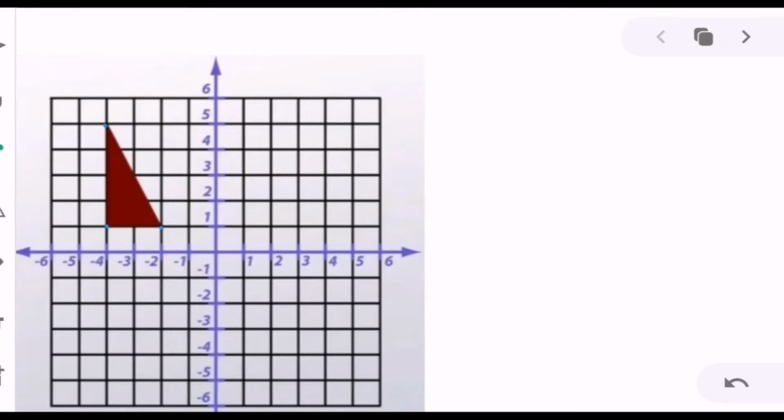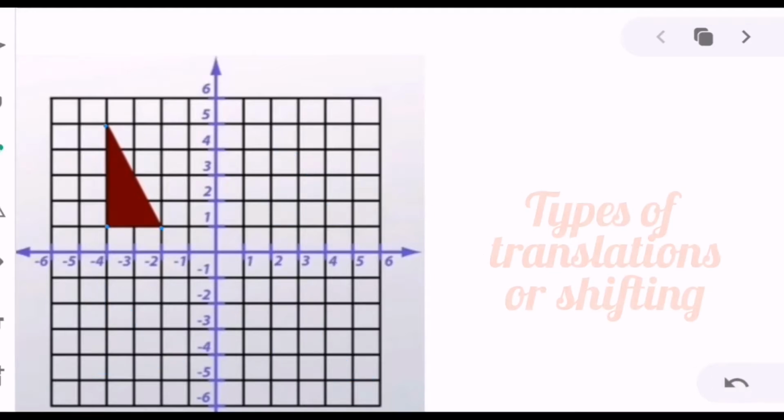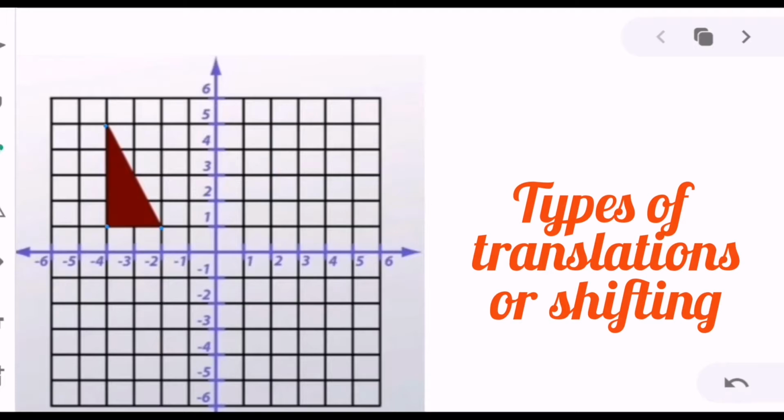So this triangle can be moved into any other position. It can be moved into any other position on the screen, maybe to this side or to that side, to any different position. So moving the triangle from one position to another is what we call the translations. Got it? Great.